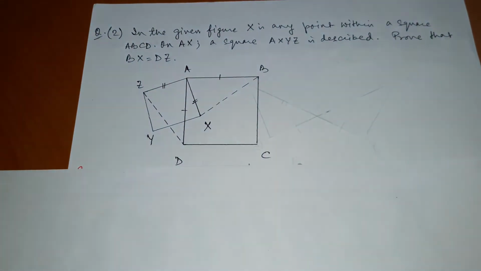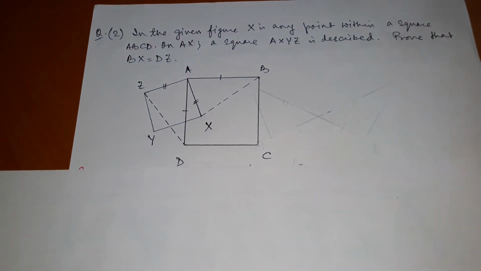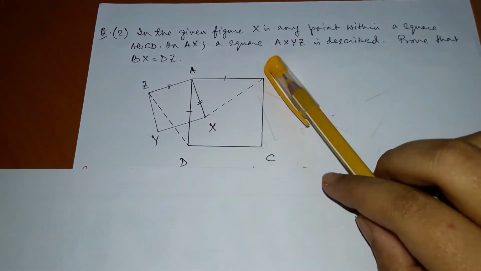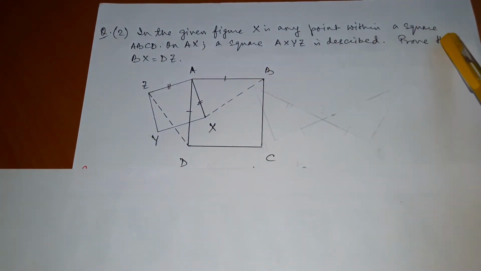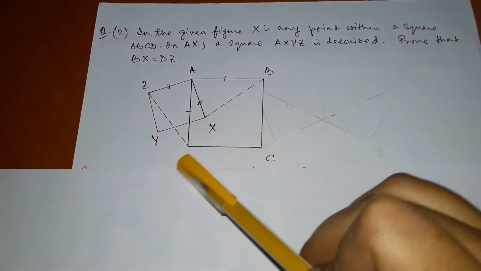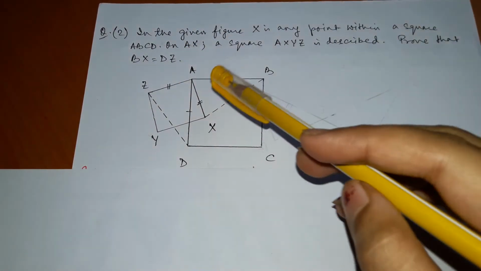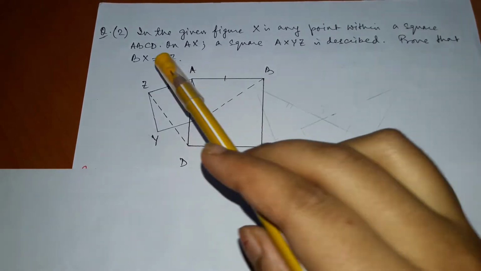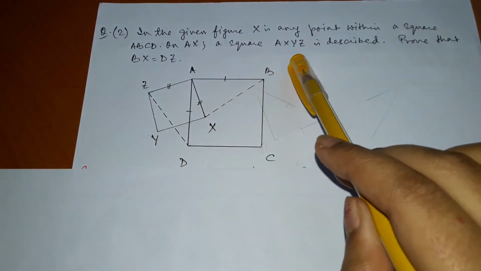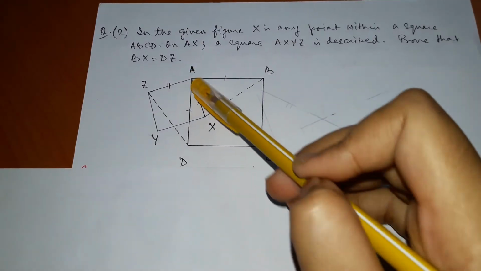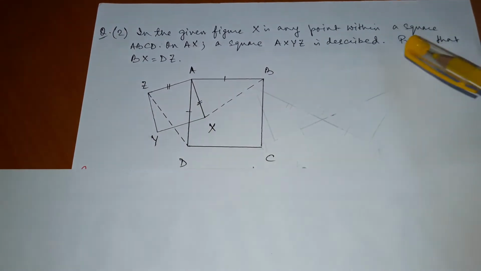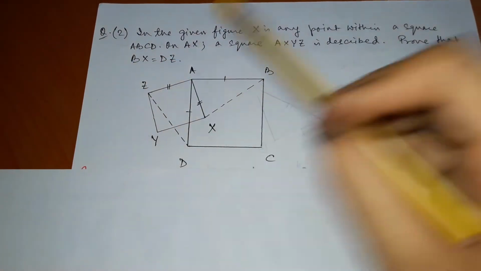Come to the next problem. This is also a proof. See, in the given figure, X is any point within a square ABCD. So ABCD is a square and X is any point within this square. On AX, we are joining A and X. On AX, a square AXYZ is described. So AXYZ is another square. We have to prove that BX equals DZ.